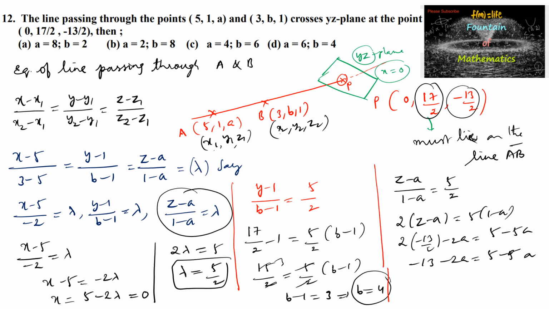or we can write minus 13, or 5a minus 2a is 3a is equal to 5 plus 13, which is 18. So which implies a is equal to 6. So the value of a is 6 and b value is 4. So 6 comma 4, which is option D.